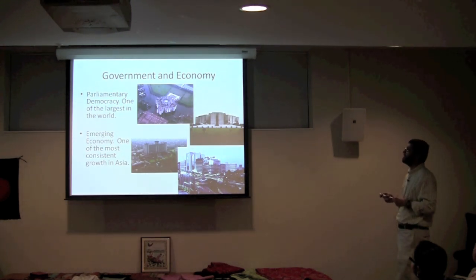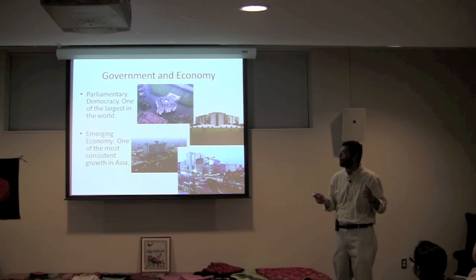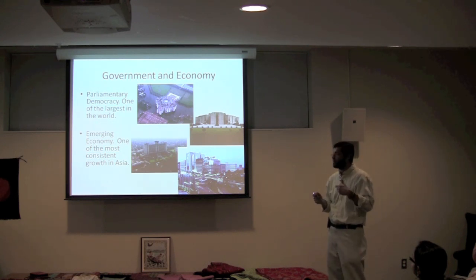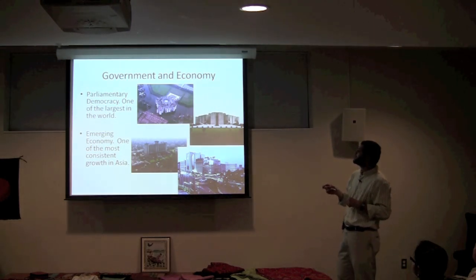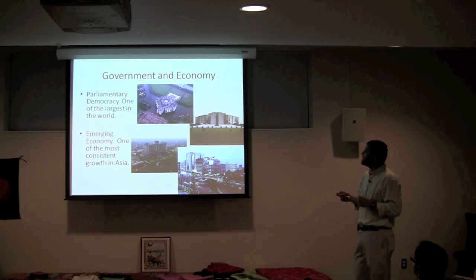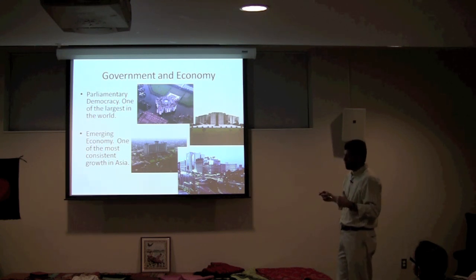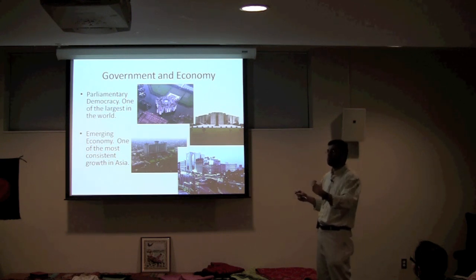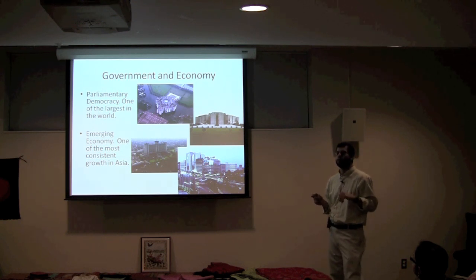So government and economy. Bangladesh is a parliamentary democracy. We have a prime minister who is elected, and we have a parliament that is elected. On the right side, we have pictures of our parliament building, and it was designed by Louis Kahn, who's a quite famous architect. And economically, we are considered an emerging economy in the last 20, 30 years. We're going from a more agrarian-based economy into a more industrialized economy, and it has one of the most consistent growth rates in Asia.